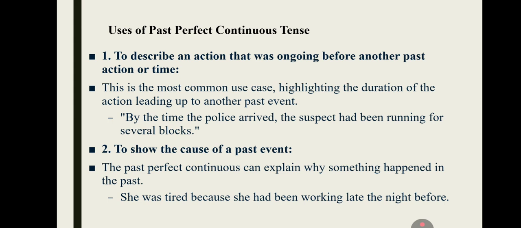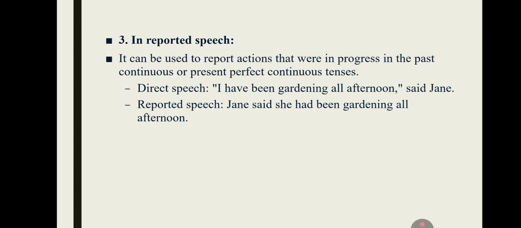Next, to show the cause of the past event. The past perfect continuous can explain why something happened in the past. Example, she was tired because she had been working late the night before. Next, in reported speech, we can use example, I have been gardening all afternoon, said Jane. In the reported speech, it becomes Jane said that she had been gardening all afternoon.